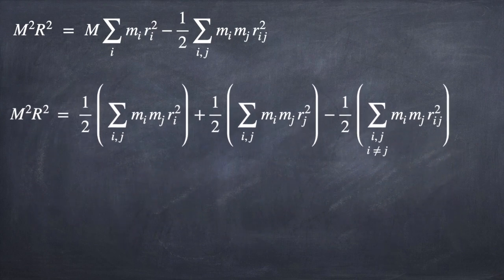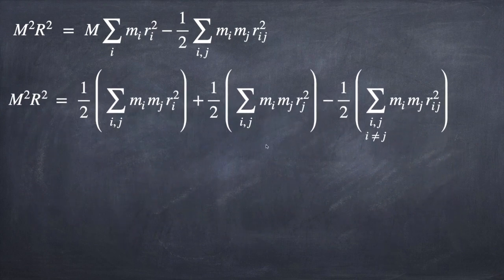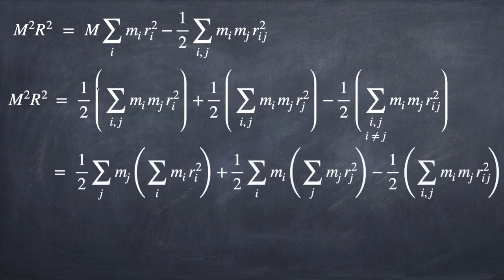So now let's rearrange these terms here and try to find the solution. The first one is going to be 1 over 2, and then since here we have a double summation, one is over i and the other one is over j, and we have only this mass with the index j. So we can write it as the summation over j of m_j multiplying the summation over i of m_i r_i squared.